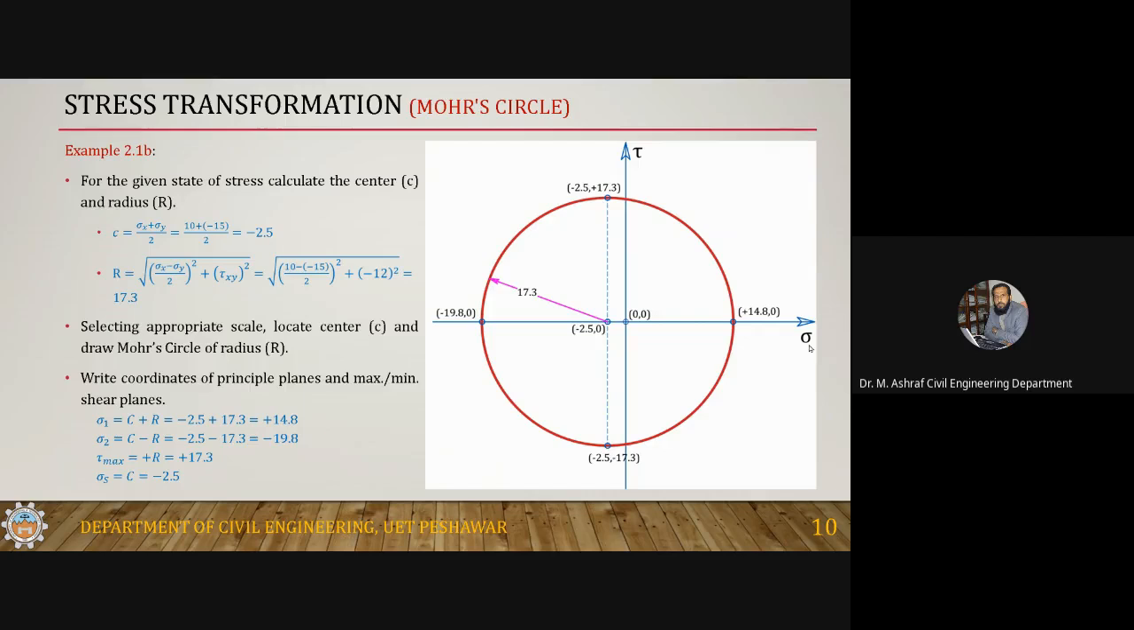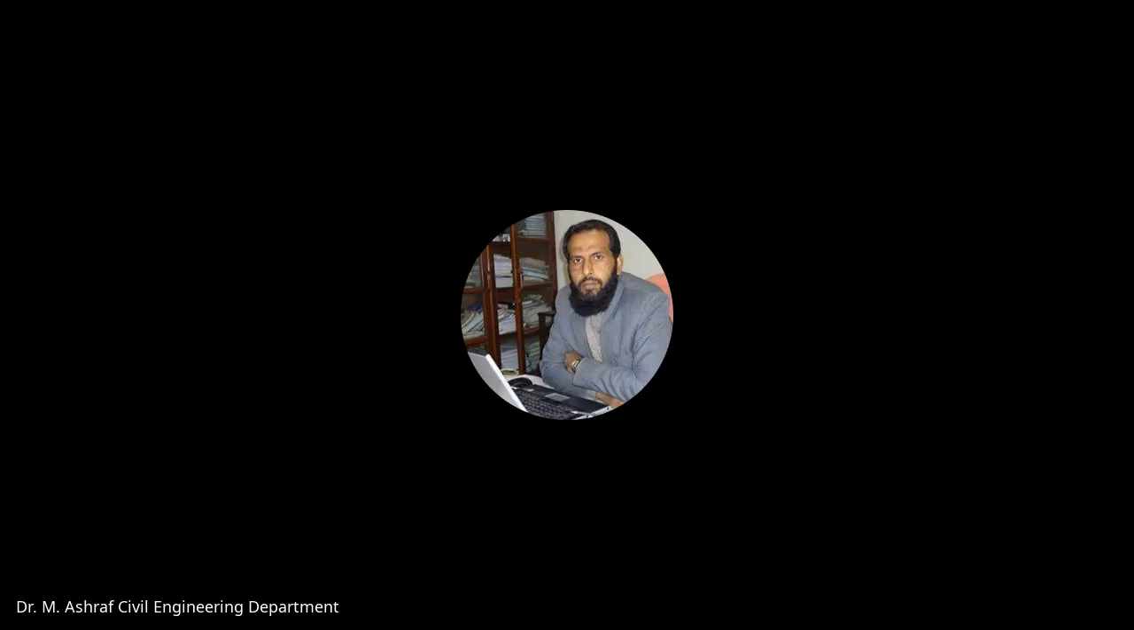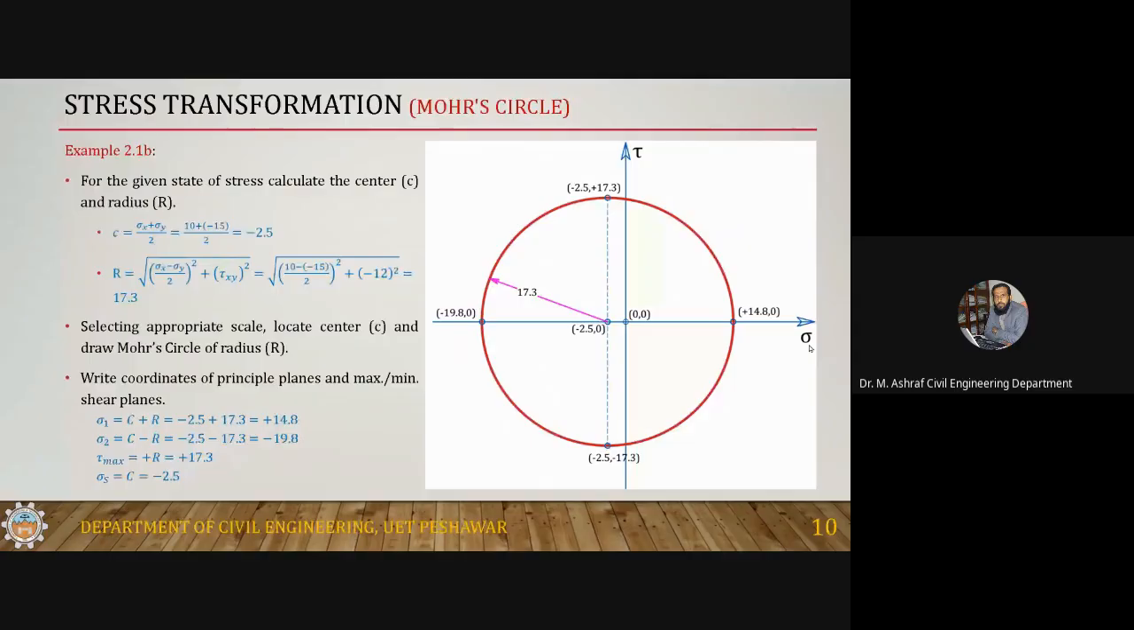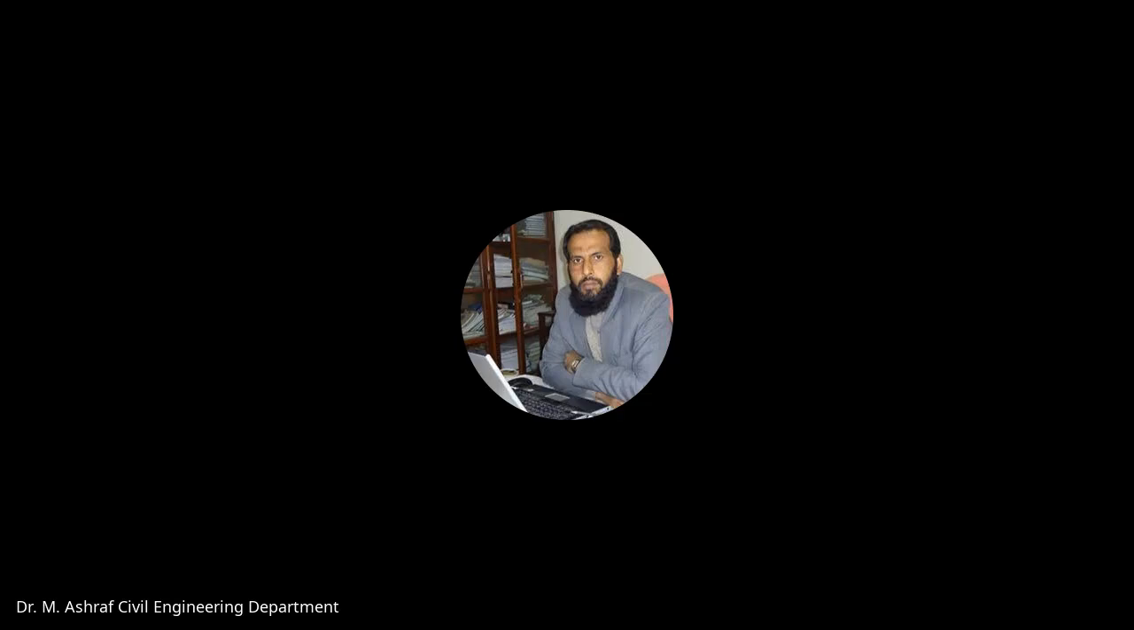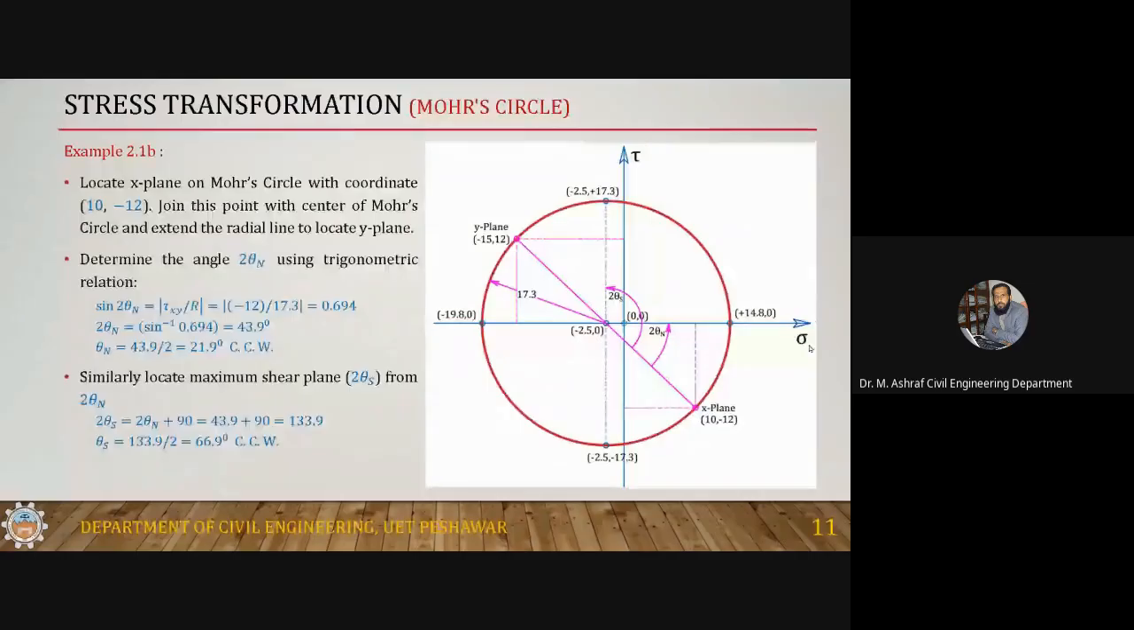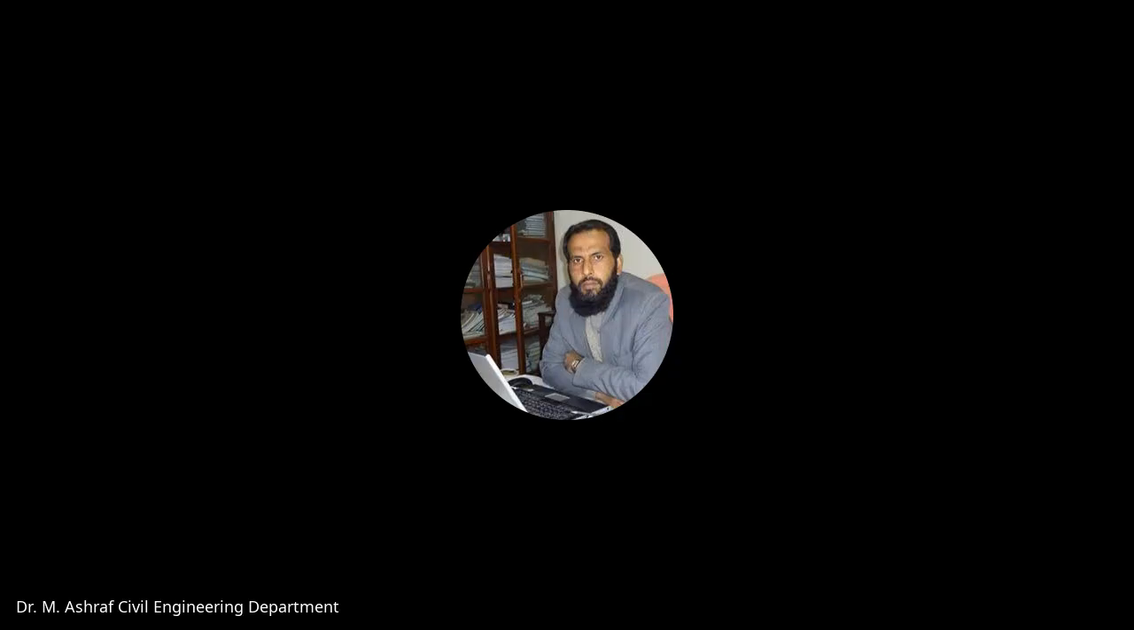The next will be to locate the x plane. On the x plane, we know that the stresses are 10 and minus 12. So we'll have a point on this circle whose coordinates are 10 and minus 12. What you should do is move by plus 10 in the positive direction, and then draw a vertical line so it will intersect the circle at this point.